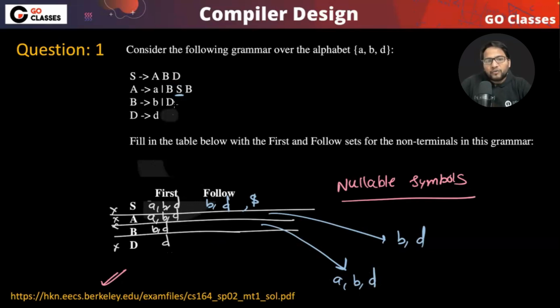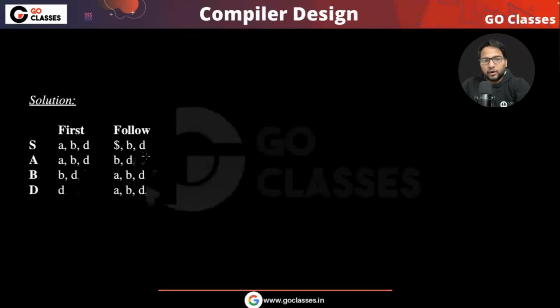Now, what is the follow of capital D? See, capital D is coming here, and capital D is coming here. It is coming at two places. Because it is coming here, it is the same as the follow of S. The follow of S is b, d, dollar. And because it is coming here, it is the same as the follow of B also, so it is a, b, d. That's why it is a, b, d, dollar. Is this fine? So the final answers are b, d, dollar; b, d; a, b, d; and a, b, d, dollar.